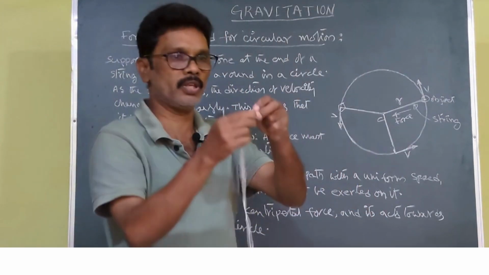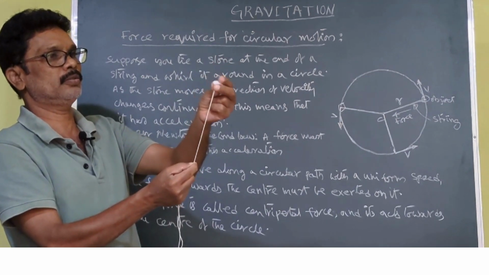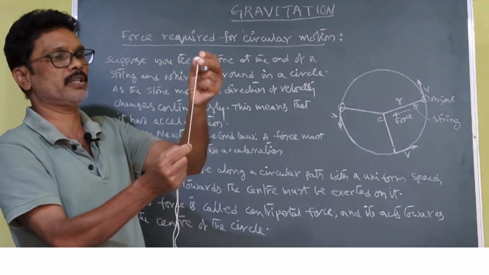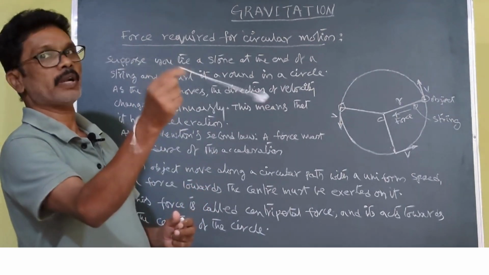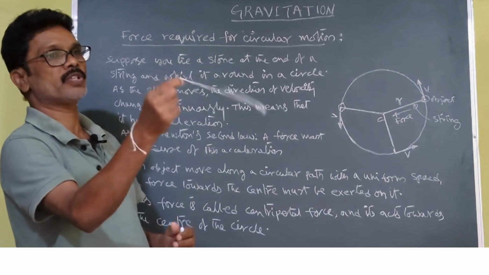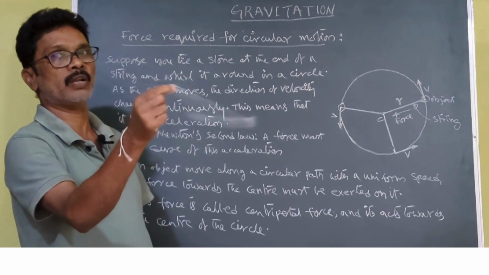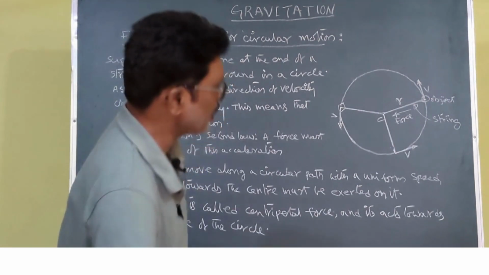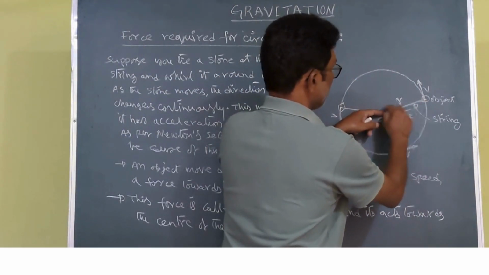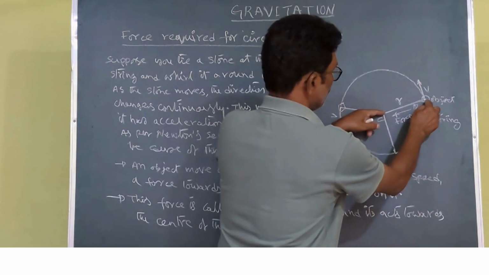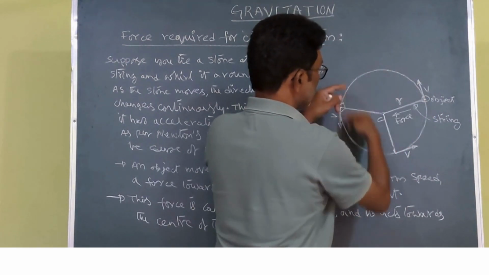Suppose this is the string, and you tie one object here. If you rotate like this, what is the mechanism, what is happening, how is the force exerted, what is the acceleration, what is the velocity, what is the speed, all these things we can understand here. The same thing I have shown here. This is the center, this is the string, this is the radius, and this is the object. So it is rotating in a circular path.